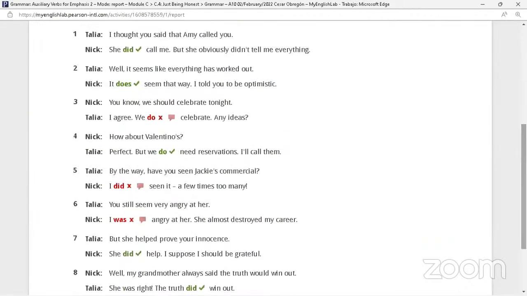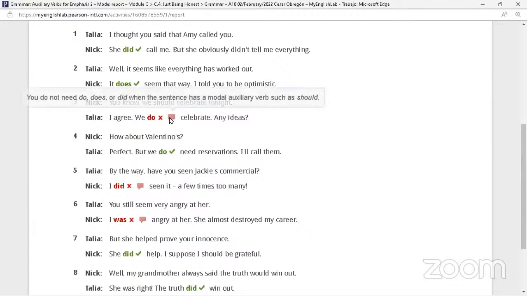Okay, so these are the ones that we had some opportunity. So let's see. "We should celebrate tonight." "I agree." You do not need do, does, or did when the sentence has a modal auxiliary verb such as should.